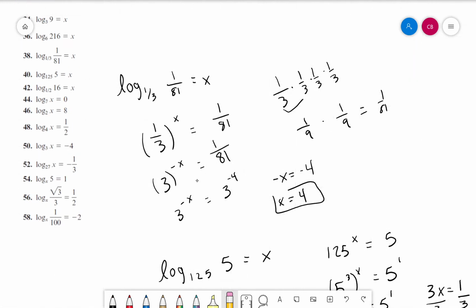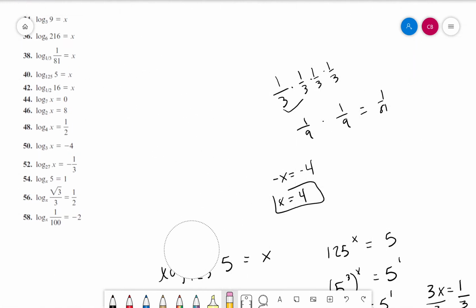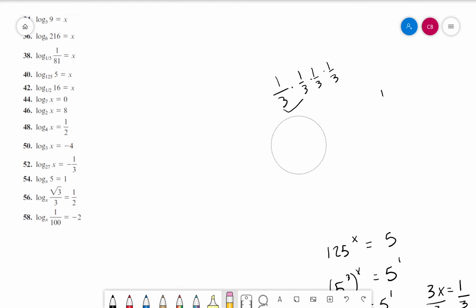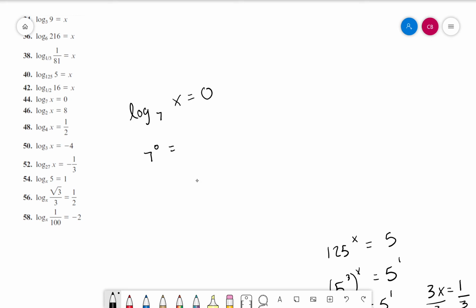We can keep going. Let's look at some more. Say we do log base 7 of x is equal to 0, then this is 7 to the 0 is equal to x. Well, then 7 to the 0 is 1. Anything to the 0 is 1, so if the log is equal to 0, x will always be 1.